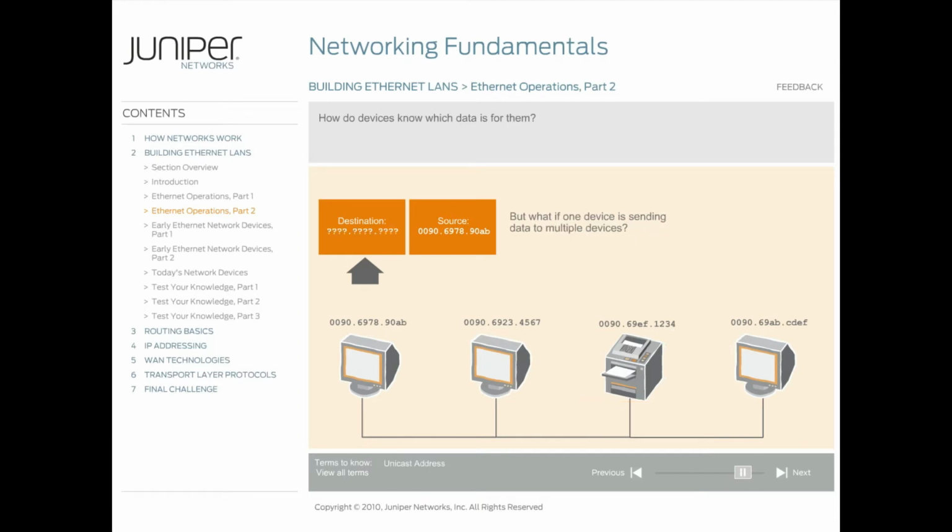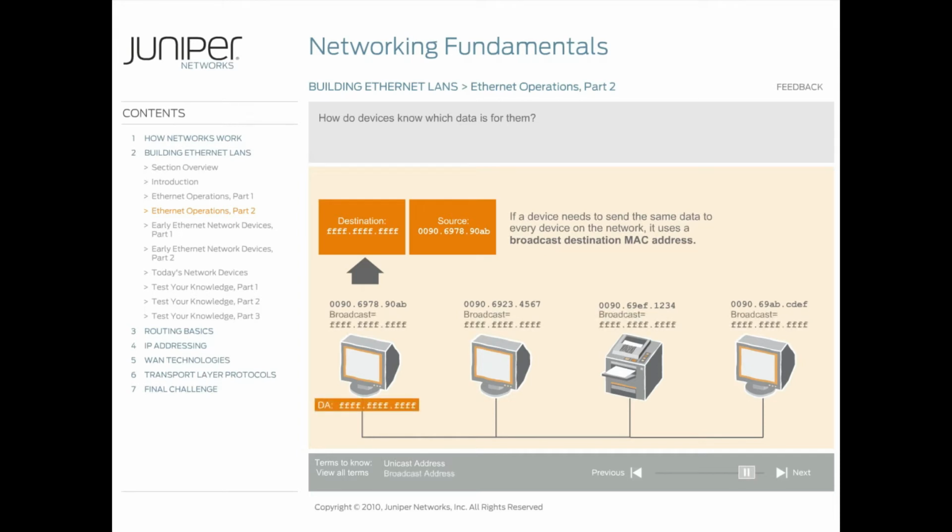But what if one device is sending data to multiple devices? Using our postal mail analogy, our data at this point is like a letter, written in a language the recipient understands and following common conventions for writing. However, our data does not yet have an envelope specifying where it should be sent. If a device needs to send the same data to every device on the network, it uses a broadcast destination MAC address. This is the special address used for broadcasting.